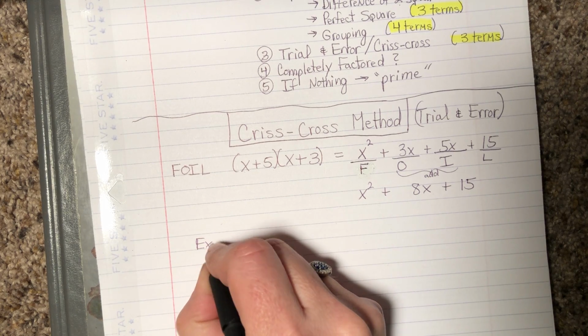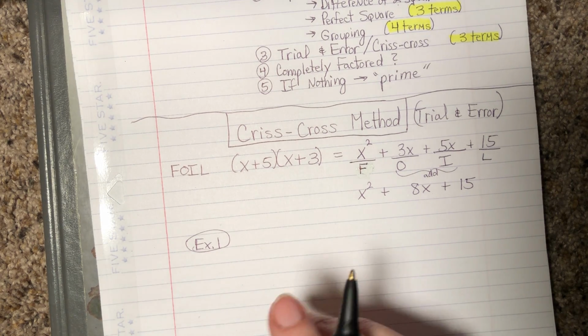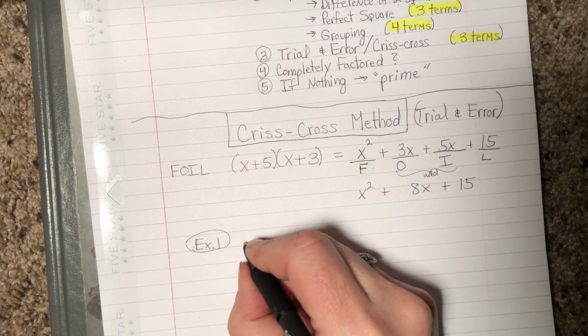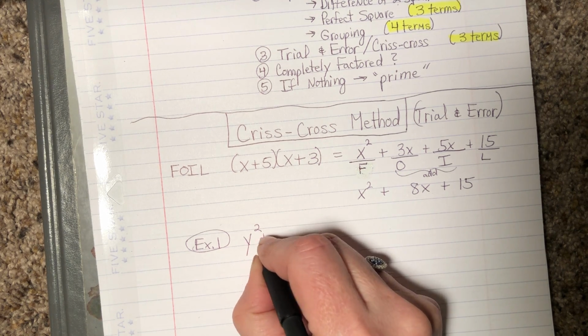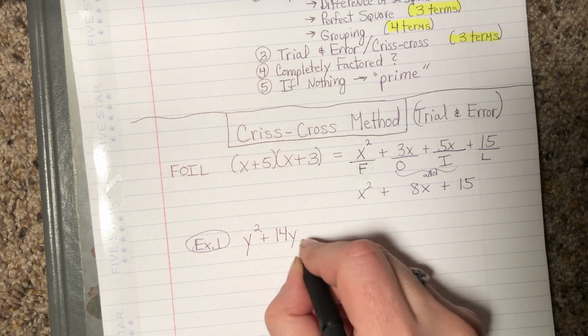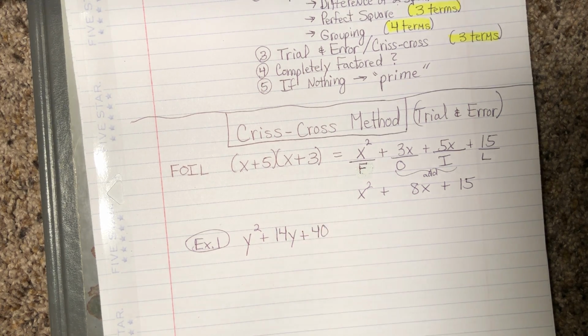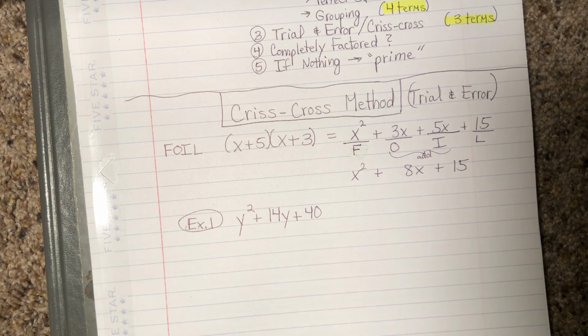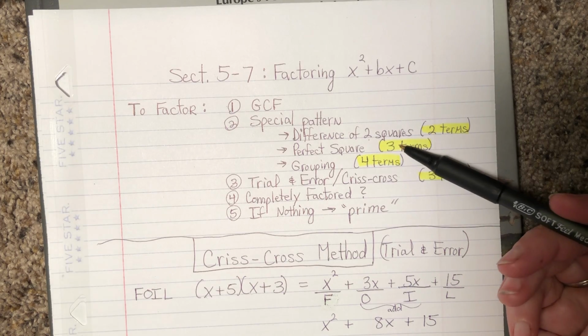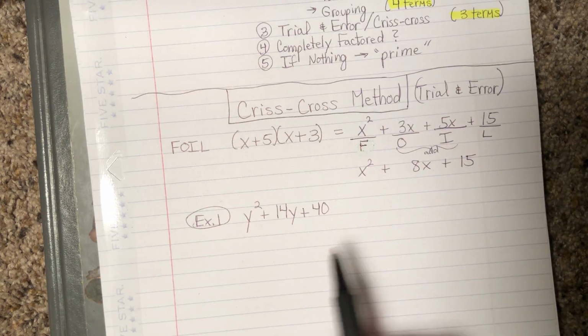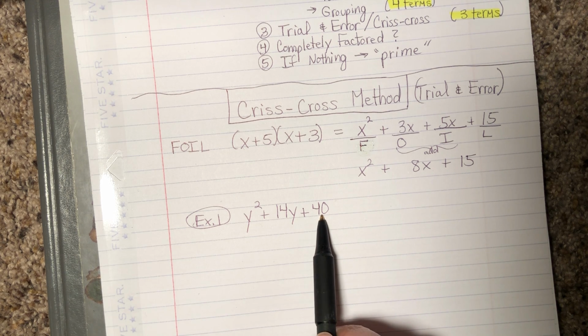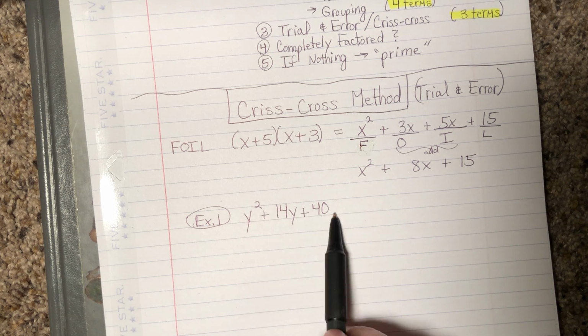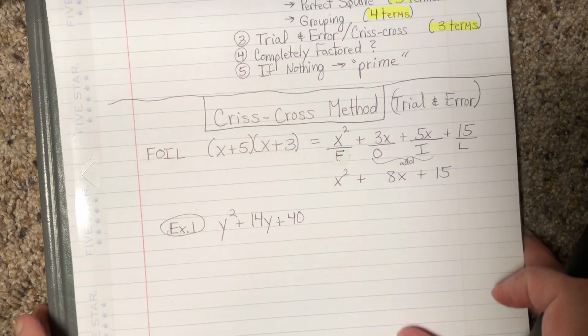Now, let's go through Criss-cross. So example 1. We'll start with y squared plus 14y plus 40. Now I'm going to look for a GCF, of course, and there isn't. I'm not going to give you GCFs with these yet, but you always would check for it. The other thing is it has three terms, so you would actually consider a perfect square before getting to Criss-cross. The problem is 40 is not a square. Y squared is, but 40 isn't. So these ends both have to be squares in order for it to be a perfect square.